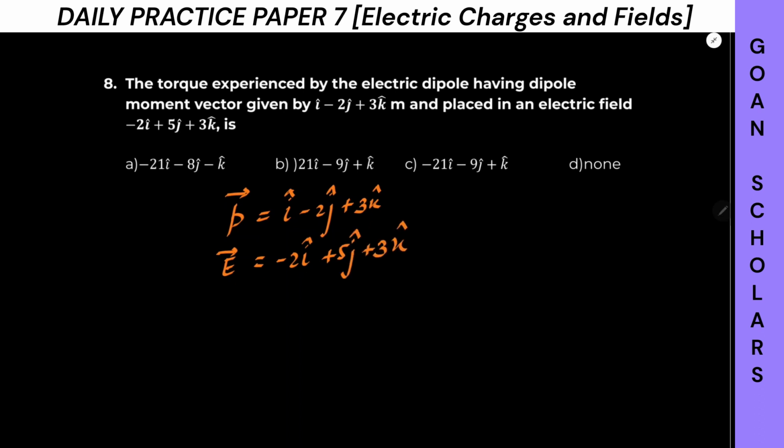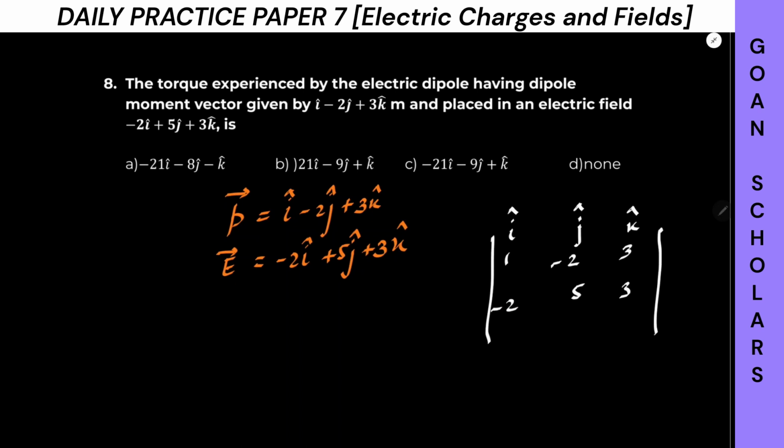Let me repeat again. Make 2 vertical lines here. Put here i, j and k. The first vector is P. Sir, what if I put E instead of P? Then things will give you wrong results. You will get an extra negative, which is not correct. So keep P first. What are the components of P? 1, minus 2, 3. Minus 2, 5, 3.